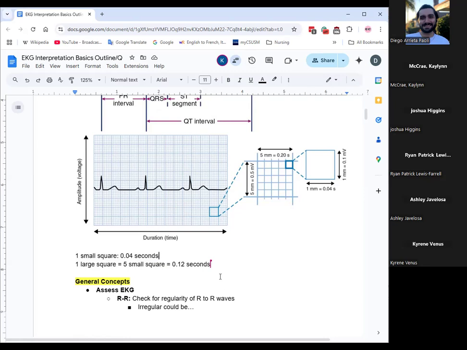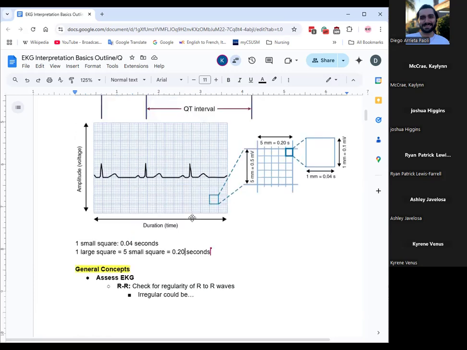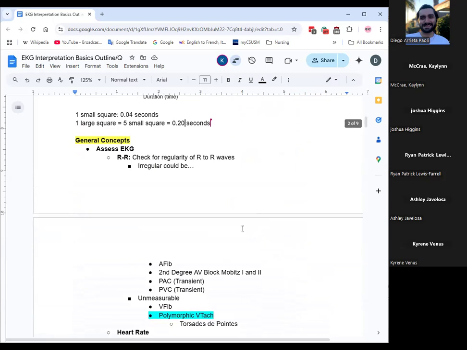So 30 large boxes is equal to 6 seconds. Straight from the notes, when you have 5 large boxes, that's 1 second, so you multiply that by 6 to get the 6 seconds. Oh, this is a typo. Yeah, I was gonna say, that didn't look right to me. So 1 large box is 0.2 seconds. 5 large boxes would be 1 second. You multiply that by 6, and you get your 6 seconds for 30 large boxes.